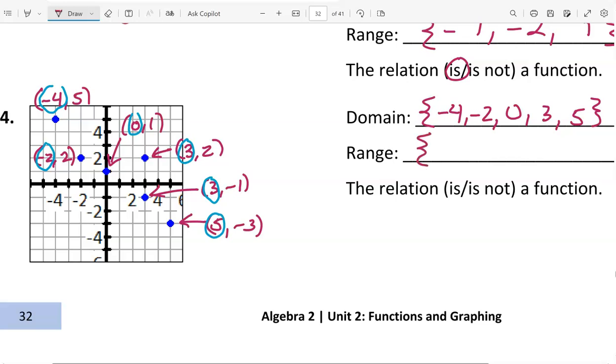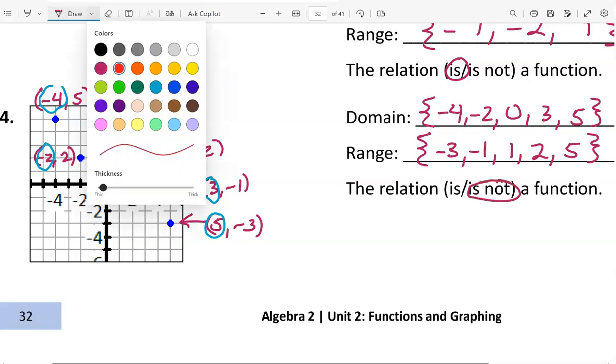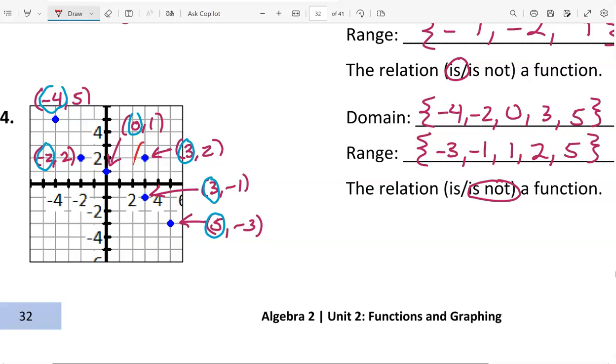The range is the set of all y values, which if I'm listing them from least to greatest, we'll start at the bottom. So at the bottom, the smallest y value is -3. Next largest is -1, followed by 1, followed by 2, and followed by 5. There are only 5 of those as well because 2 is repeated. This relation is not a function, and the reason it is not a function is because x equals 3 maps to 2 separate y values.